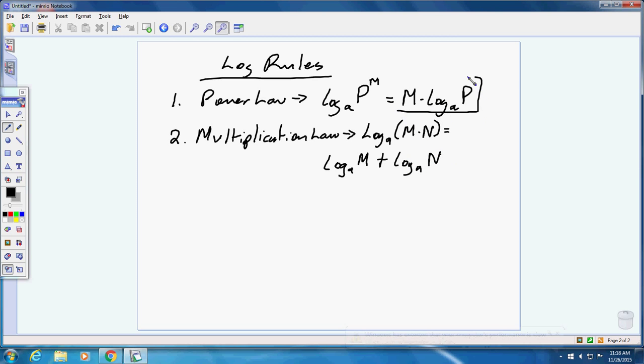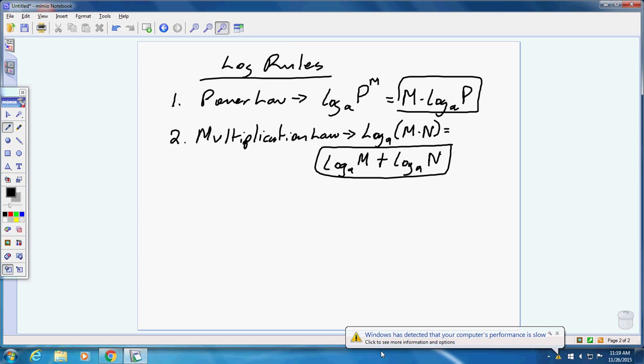Maybe I'll block these off here just so we keep them separate. So again, when you multiply within the log, you can break that up or expand it, they would say, expand it into addition of two logs. And if there was three things inside that, you could break it up into three additions. Remember, if you're multiplying, look at this, m and n, multiplying with a common base, what can you do with your exponents? Add them. You see how that works?